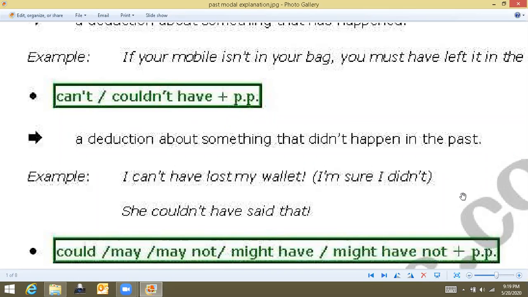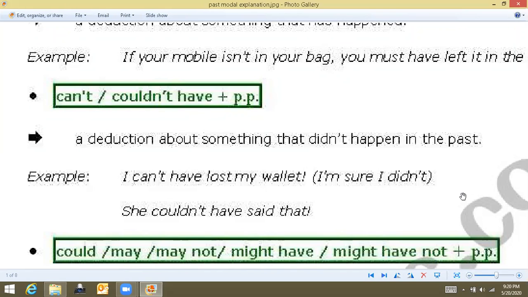Now, could is the past tense of can. May is a possibility and it's also the modal that we use to ask for permission. May I go outside? May I speak with you? We may have an exam today. It's a possibility. And might is also a possibility, but the chances are very small of something happening.